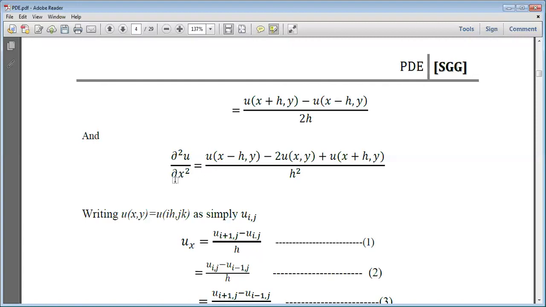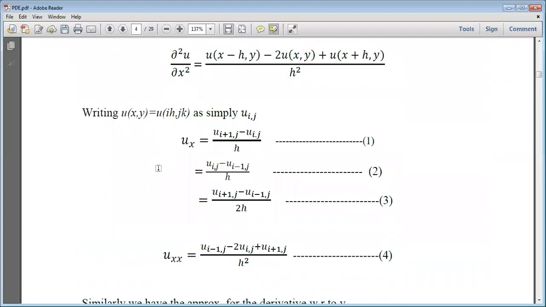If we replace (x, y) with respect to (i, j), you can have u_x, that is ∂u/∂x, written as [u(i+1, j) − u(i, j)]/h. It is equation number 1. Then [u(i, j) − u(i−1, j)]/h. It is equation number 2.